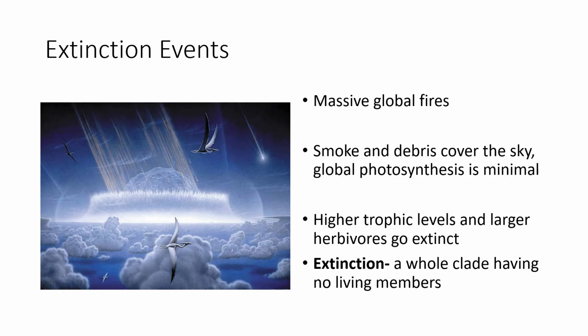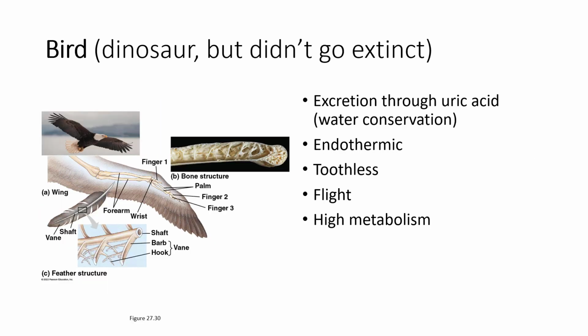Because of their slower metabolism, they couldn't compete with dinosaurs in the Triassic, but because of their slower metabolism, they survived the Cretaceous extinction event. Birds also survived the Cretaceous extinction event. What is it about birds that makes them survive?